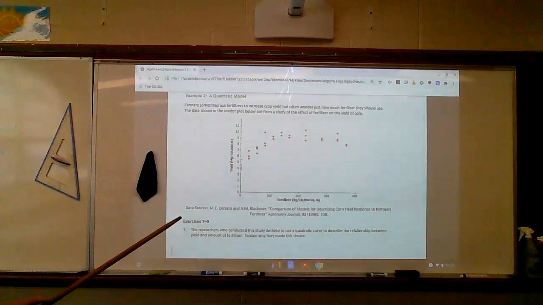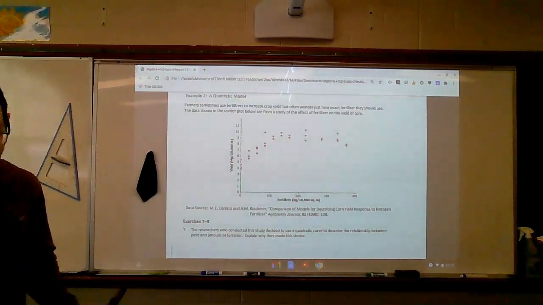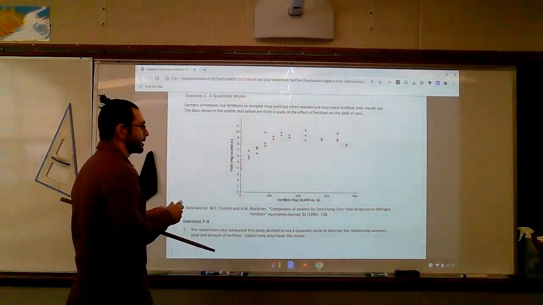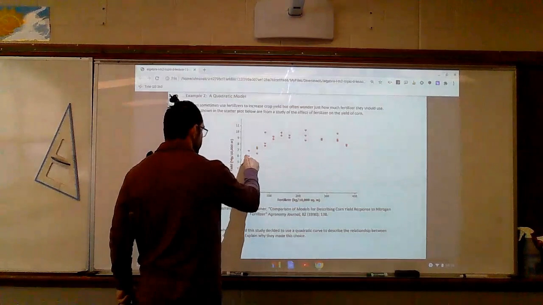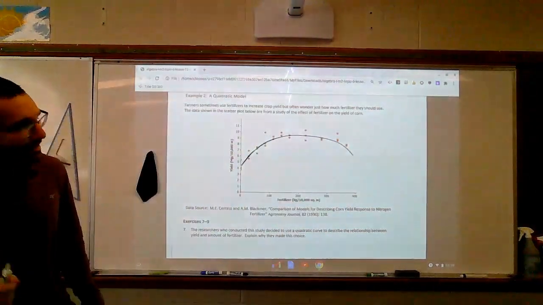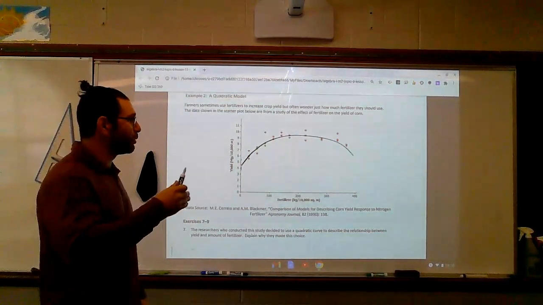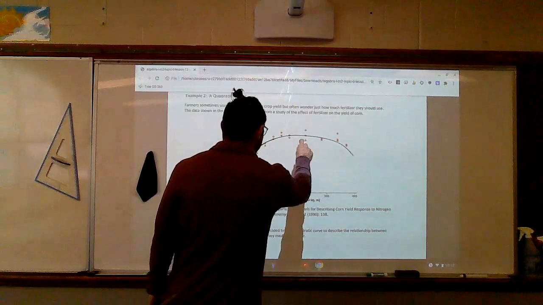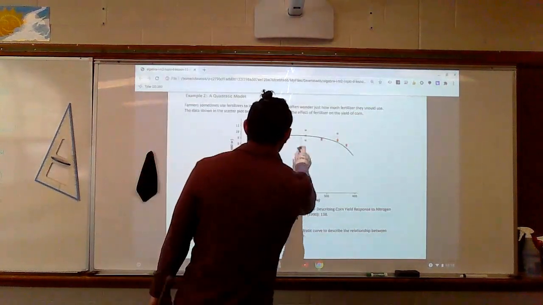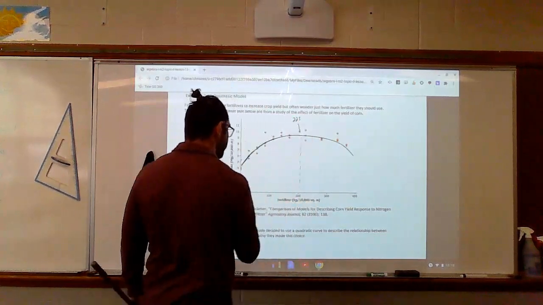Okay. The researchers who conducted this study decided to use a quadratic curve. Well, why? Because it's literally following a quadratic. We start here, and it's going down. Is there a peak to my quadratic? Is there a high point before it starts coming down? Well, yeah, something right around here. My line's a little crooked, I'll say this is about 225. What? Kilograms.